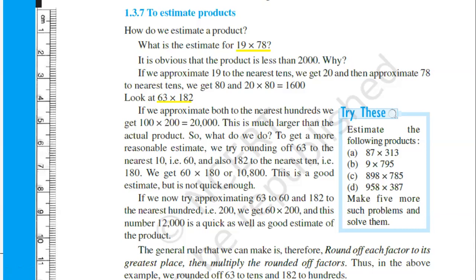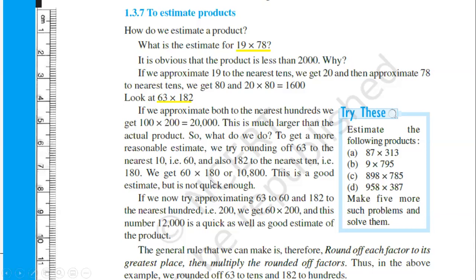The second way, we will do this question by taking the nearest tens place approximation. If we approximate 63 to its nearest tens place, we get 60. For 182, the nearest tens place approximation is 180. So the product of 60 and 180 is 10,800. But children, to get this value, you should remember the tables till 20 thoroughly, so there is a chance of making an error.